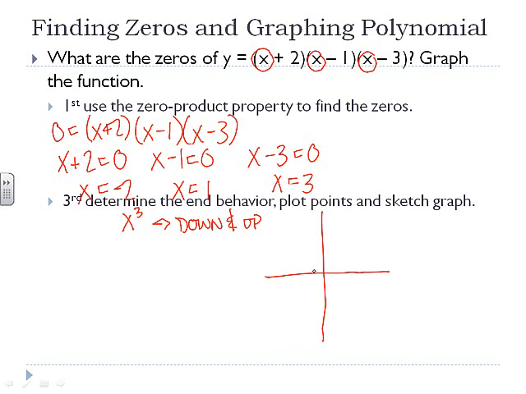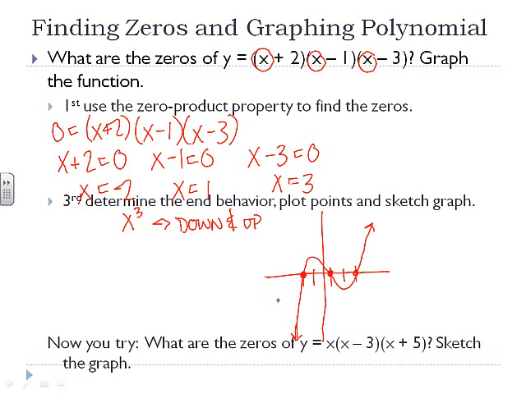So now we sketch a graph. We have an x-intercept at negative 2, an x-intercept at 1, and an x-intercept at 3. Our end behavior starts down and works its way up. We're not concerned right now with how high or how low those turning points go, just the fact that they are there. You will learn later how to find those.